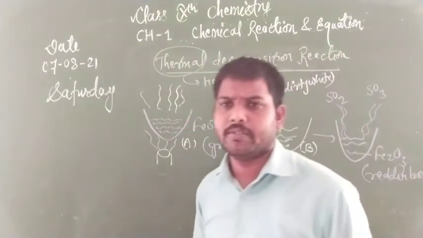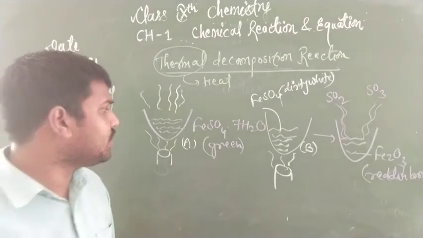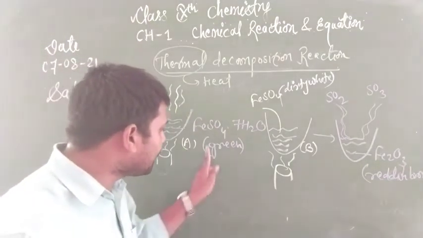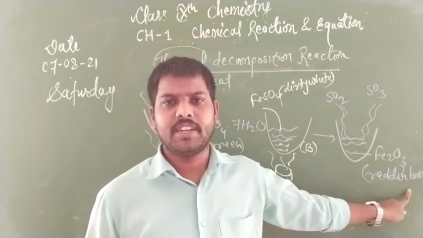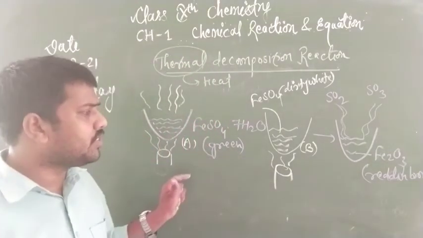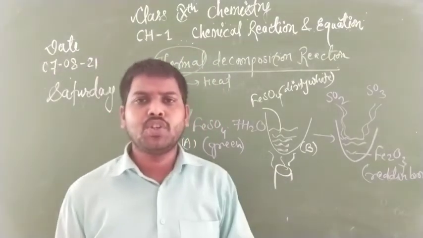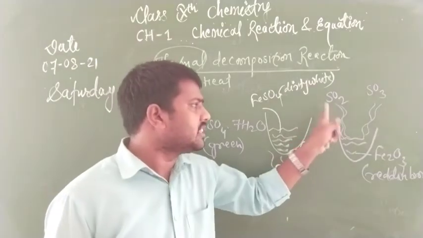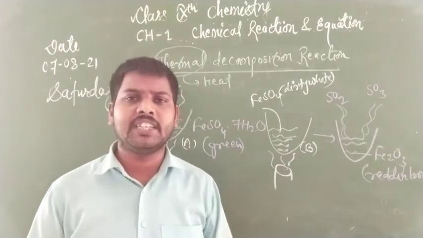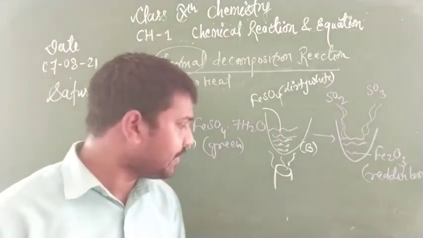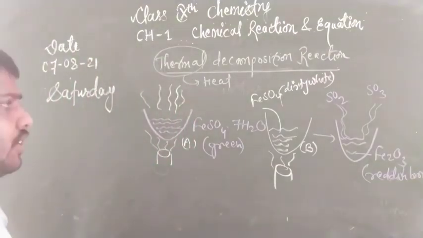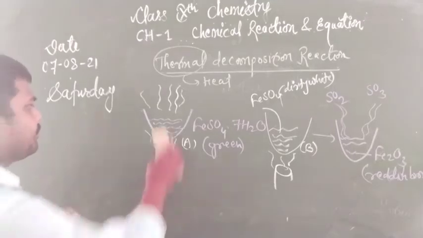So what will you write? The first observation is that the color changes from green to finally reddish brown. Clear everyone? And the second observation is that there is evolution of two gases. The one is sulfur dioxide gas and the second is sulfur trioxide gas. Clear everyone? So overall, we can write the reaction.